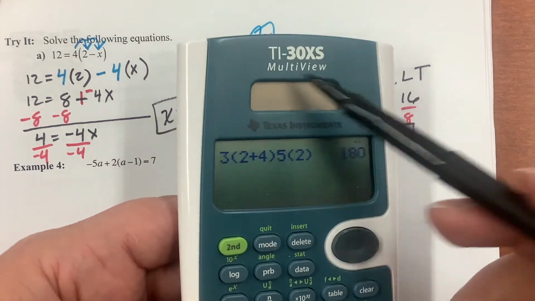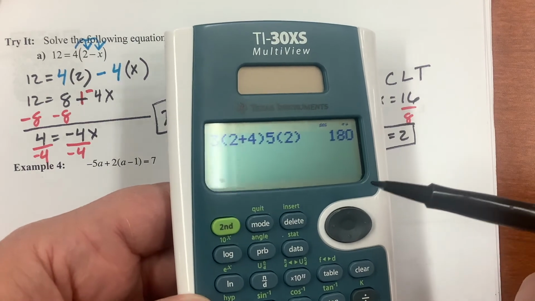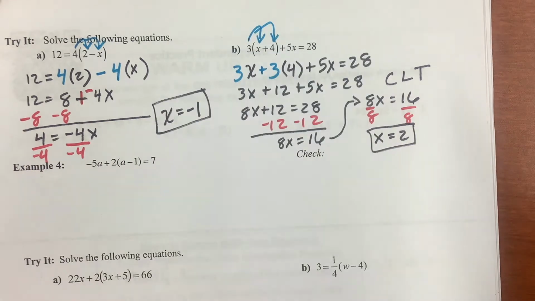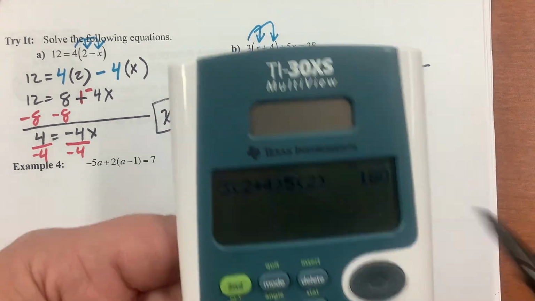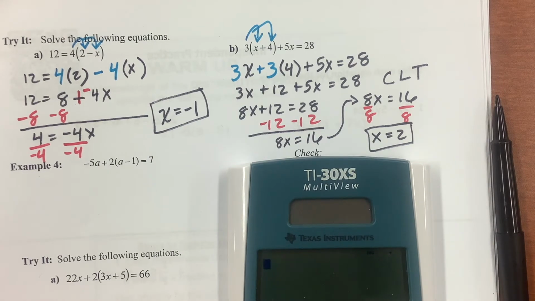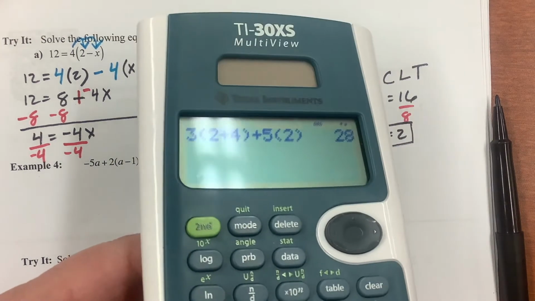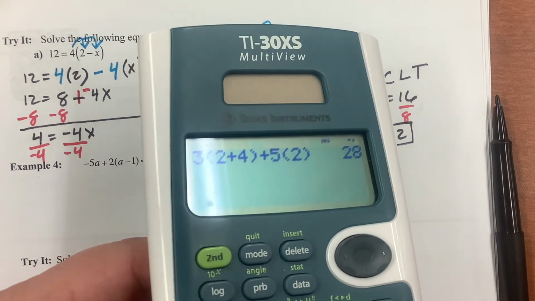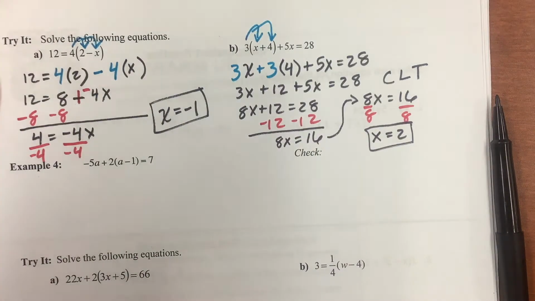Now, when something like this happens, what you do is you go back and you check your check first before you redo all this work. Check the check. Let's try that again and get it right this time. 3 parentheses, 2 plus 4 parentheses, plus 5 parentheses, 2, and now I get 28. See, if you put it in the calculator right, you get it right. But if you put it in the calculator wrong, you better check your calculations.